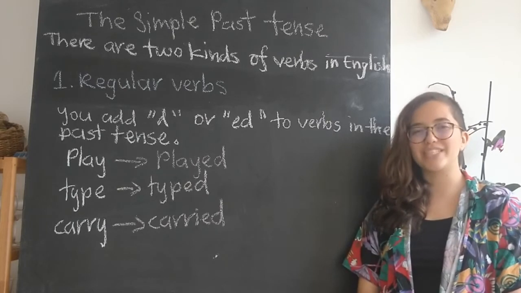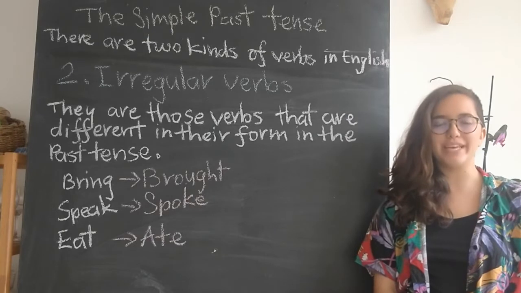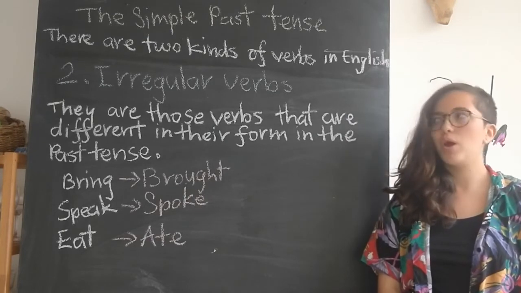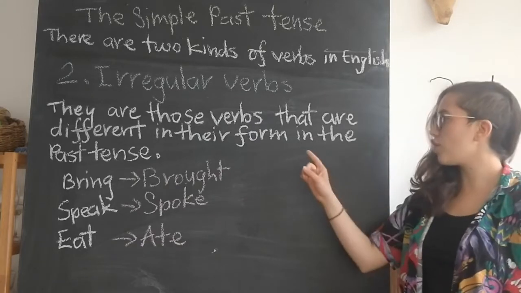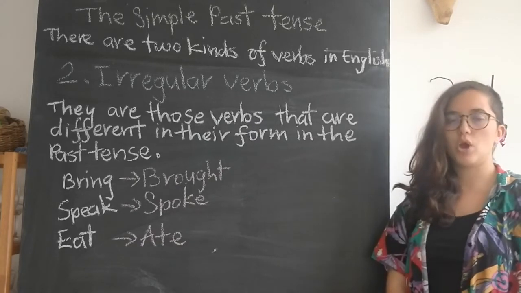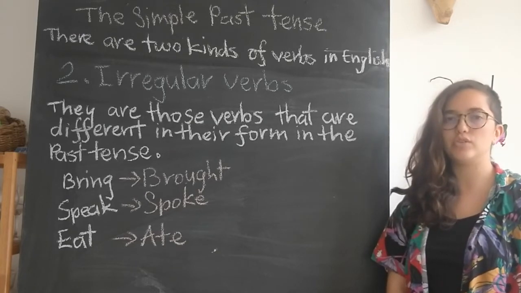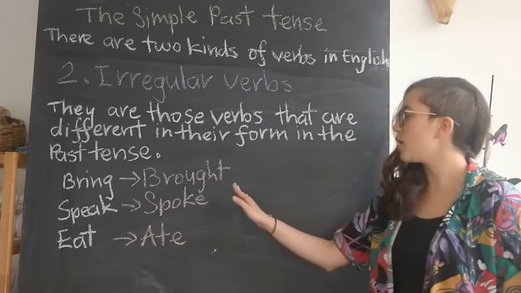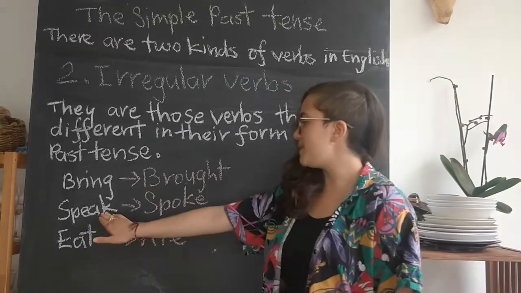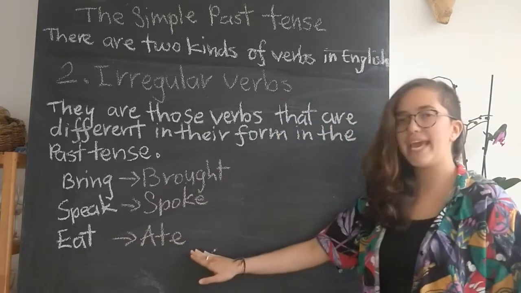Now let's look at some irregular verbs. The second kind of verb in English is the irregular verb. Remember, these are those verbs that are different in their form in the past tense. What this means is that you cannot add ed or d to these verbs. So for example, bring becomes brought, speak becomes spoke, eat becomes ate.